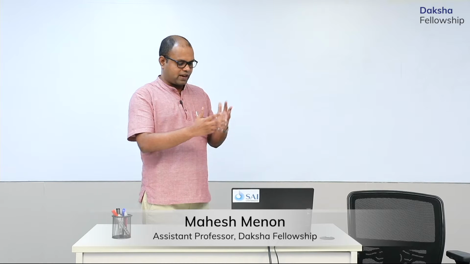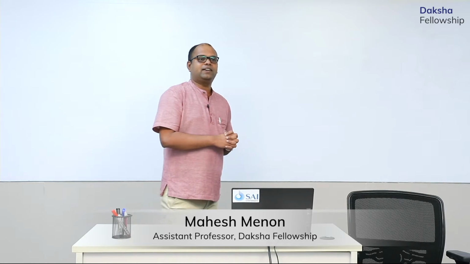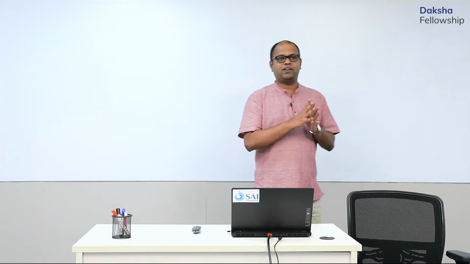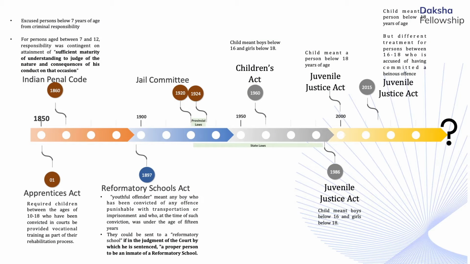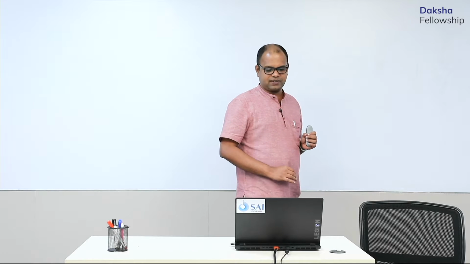And today we'll be talking a bit about the law concerning children in conflict with the law in India. All right, so let me take your attention to the slides. On the PPT, you will find a timeline of the laws and the legal developments on juvenile justice in India. And as you will see, the first point there is in the year 1850.